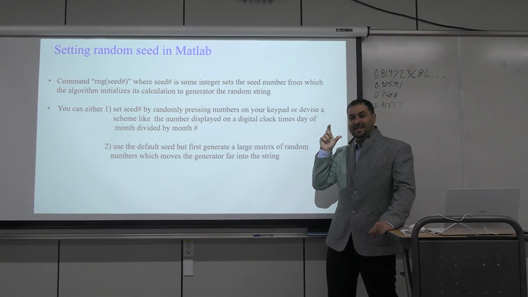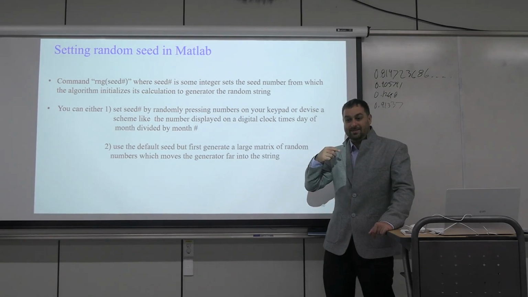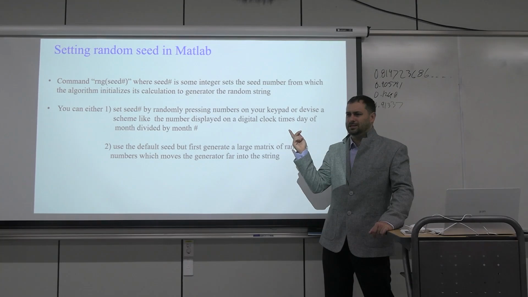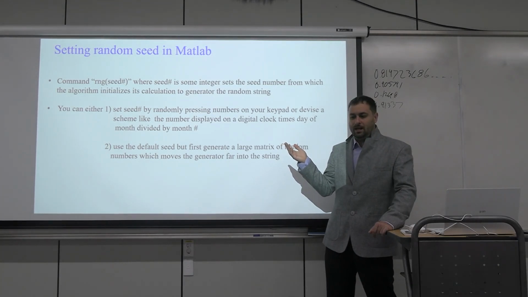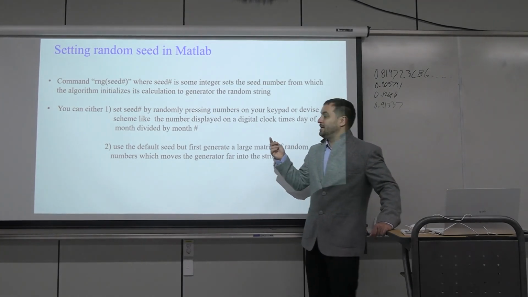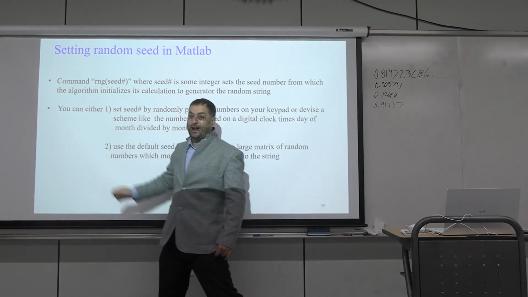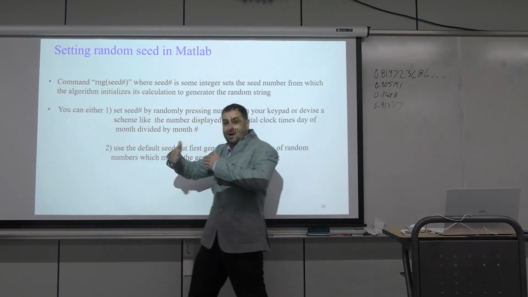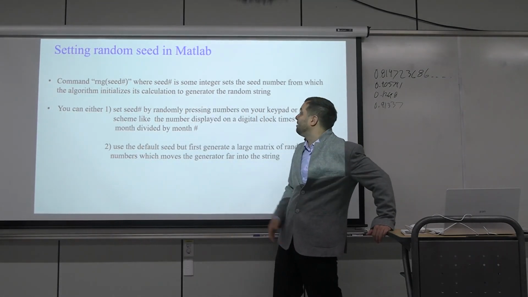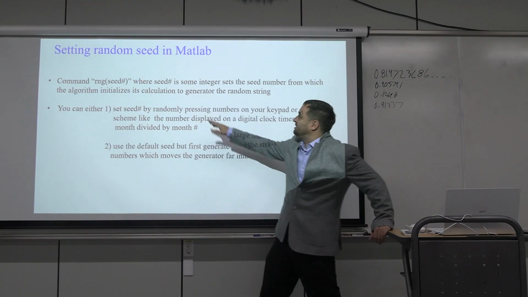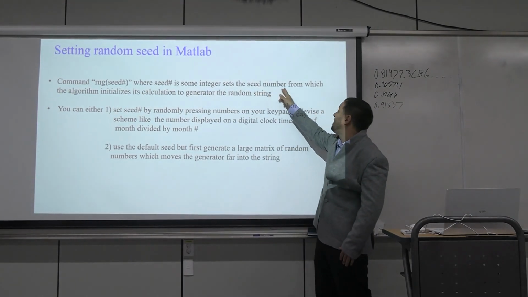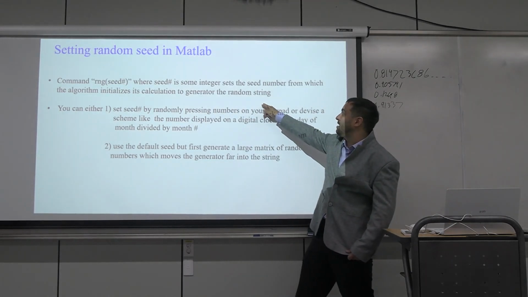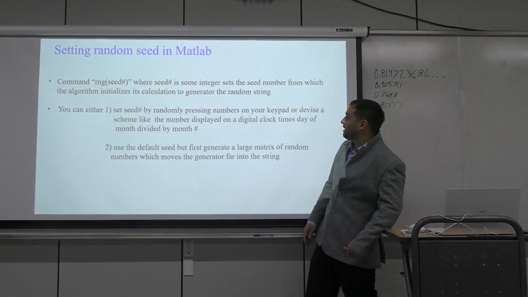These random number generators are mathematical algorithms, so there's an integer value that initializes the calculation. And I think the default random seed is 1. But using a command called rng, which is the random number seed, you can input a different seed number, and then you will create a different string of pseudo-random numbers. The seed number is some integer from which the algorithm initializes its calculation to generate the random string.